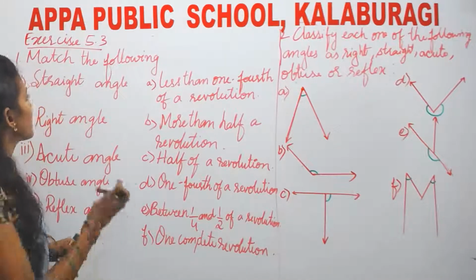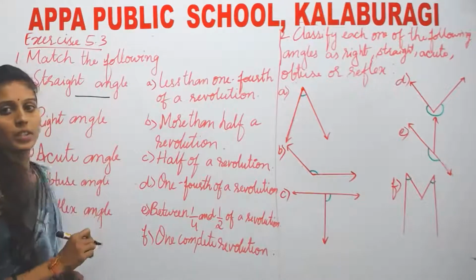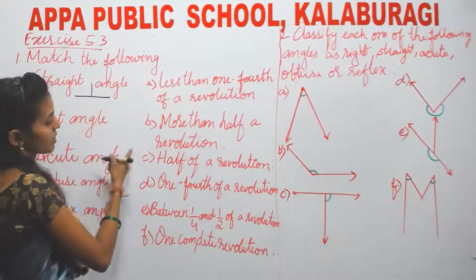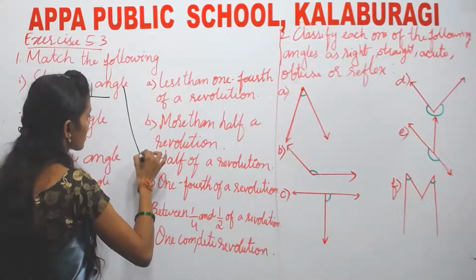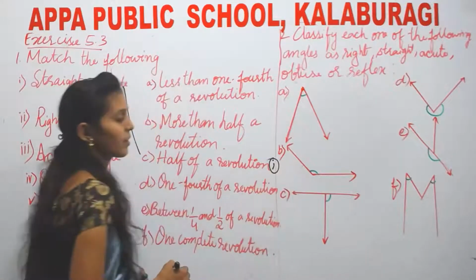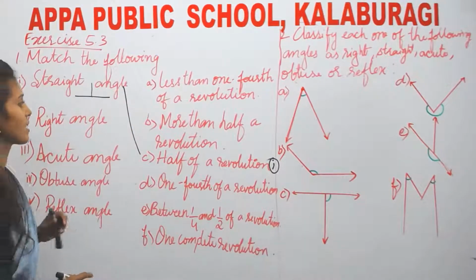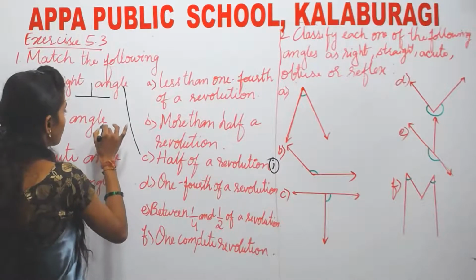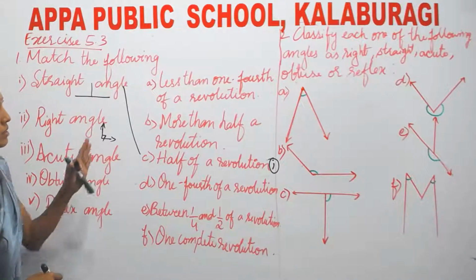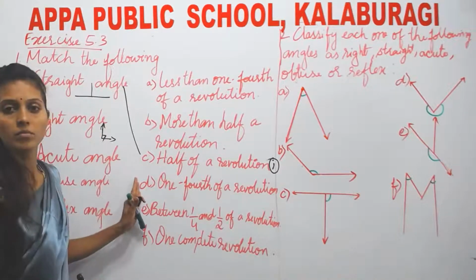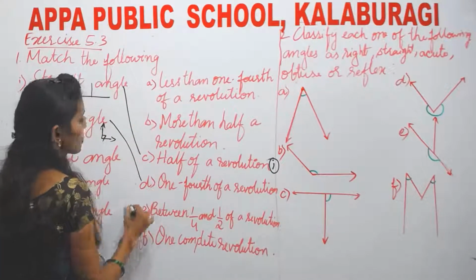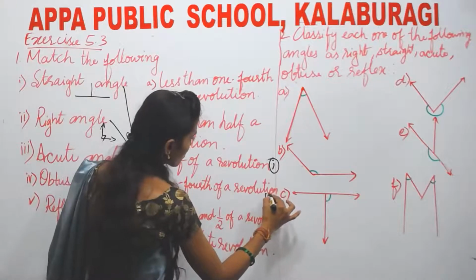Okay, so straight angle means how many right angles? 2, no. That means it is half of a revolution, isn't it? So this one. Next, right angle means one right angle. So one right angle means how much? 1/4 of a revolution, isn't it? So this is 1/4 of a revolution. That is nothing but 2.